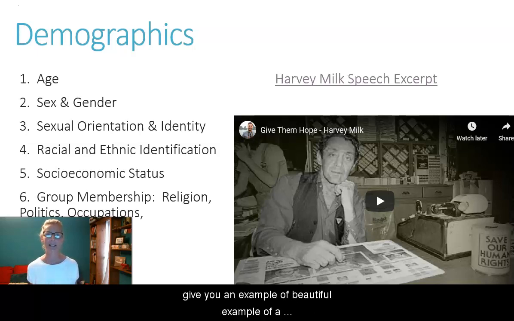So I want to give you a beautiful example of a speech, Give Them Hope, that is inclusive, that inspires you, irrespective of what your sex is, what your gender is, what your sexual orientation is, what your race is, what your ethnicity is, what your socioeconomic status is, what your group membership is. He was able to include people, not exclude people. And that is something we as speakers need to strive for. So I'd like you to take a listen to that.